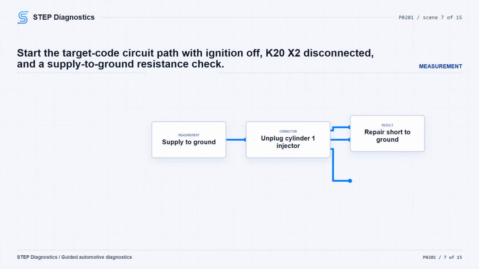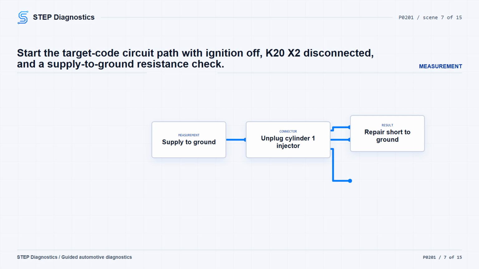For the cylinder 1 injector circuit testing, work with ignition off first and disconnect electrical connector X2 at the K20 engine control module. Use the correct terminal information. Voltage control is control circuit terminal 1, and voltage supply is control circuit terminal 2. Test the voltage supply control circuit to ground. It should show infinite resistance.